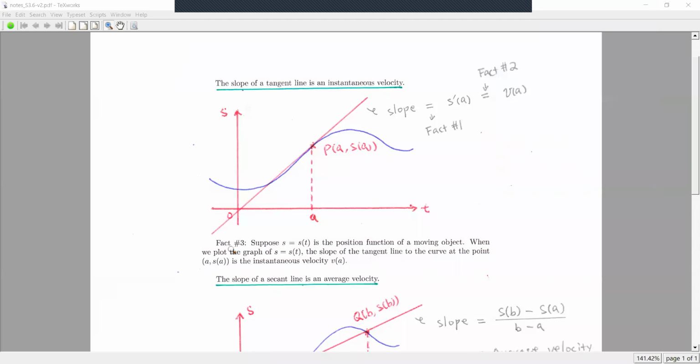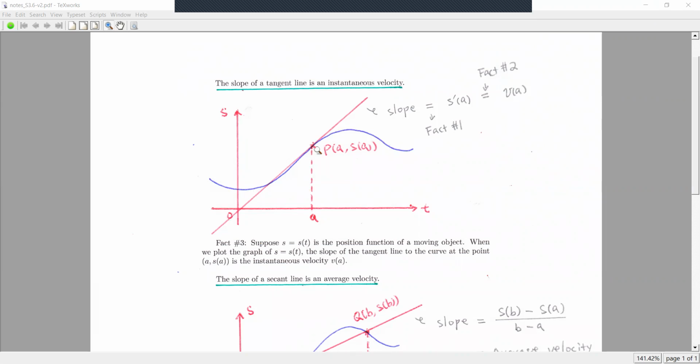Now, I present fact number 3. Plot the graph of the position function. Suppose this curve is the graph of the position function. Please note that this curve is not the moving path of the object. The object is moving forward and backward along a line.